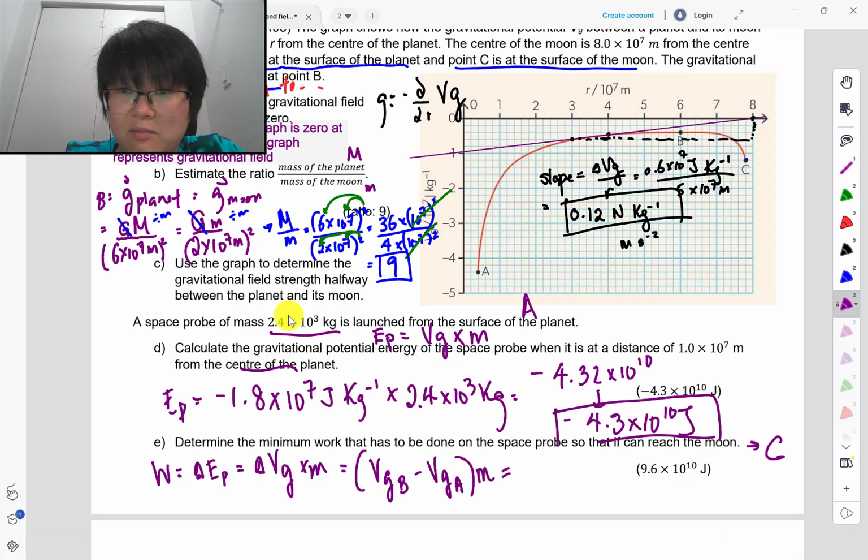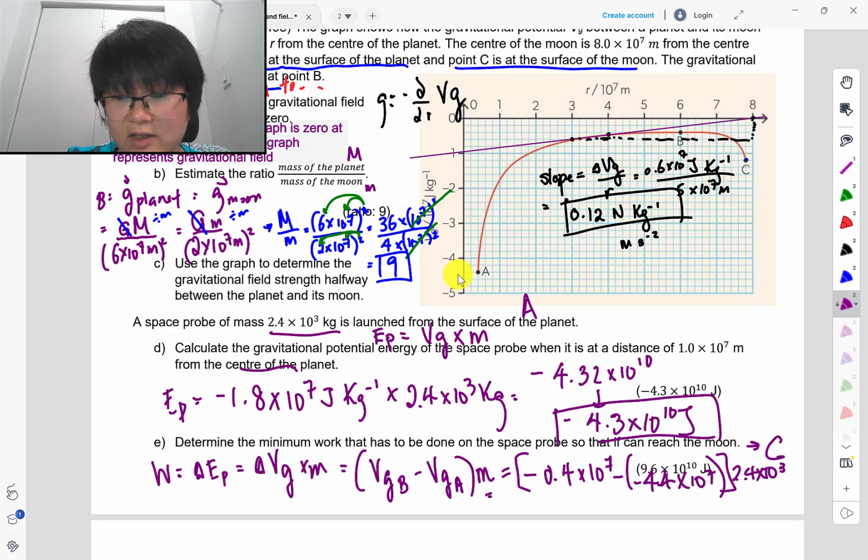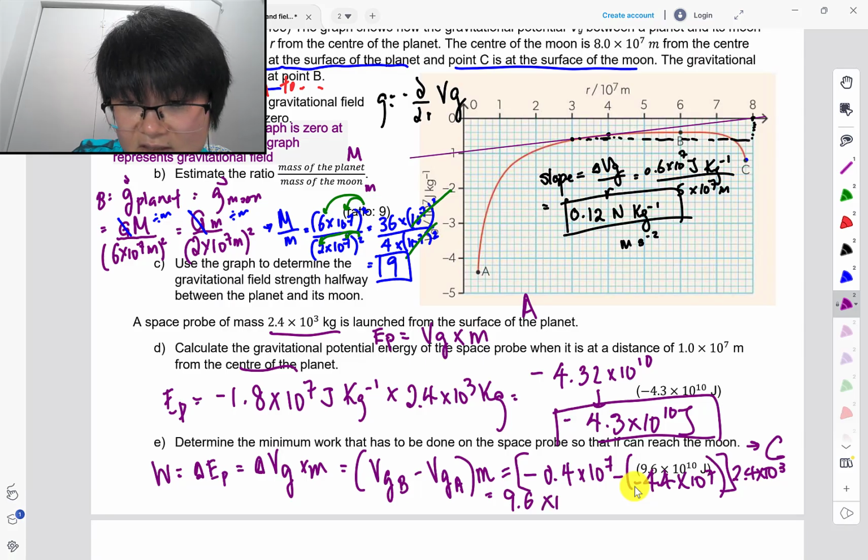What we have is minus 0.4 times 10 to the power of 7 minus, all of this in big brackets, minus negative 4.4, which is at A, negative 4.4. Reading graphs is very important, times 10 to the power of 7. And all of this times the mass of the space probe, which is 2.4 times 10 to the power of 3. And then after putting all this in the calculator, we're going to get a positive number because this becomes plus. Minus and minus gives you plus. I get 9.6 times 10 to the power of 10 joules.